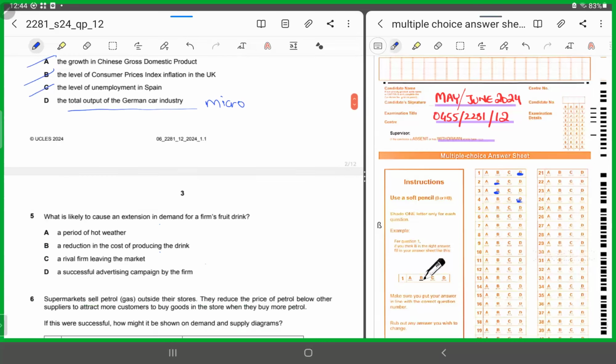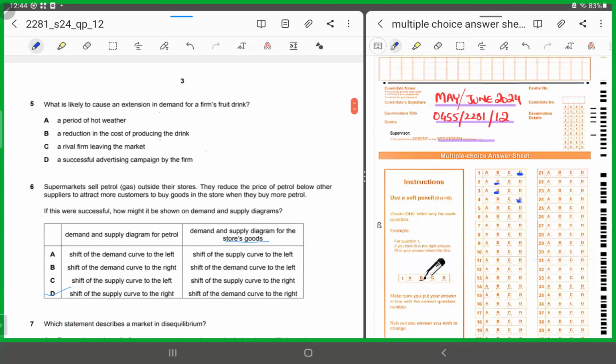All right, let's look at MCQ number 5. So far, so good. Number 5 says, what is likely to cause an extension in demand for a firm's fruit drink? Now, before I solve this MCQ, come on, tell me, when does an extension in demand come and when do we talk about shifts?